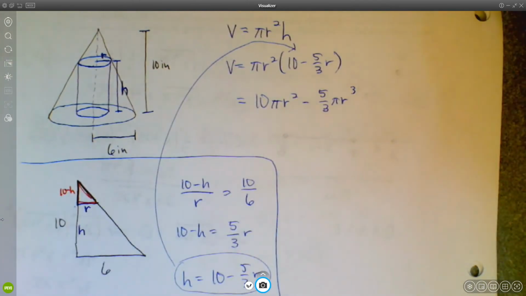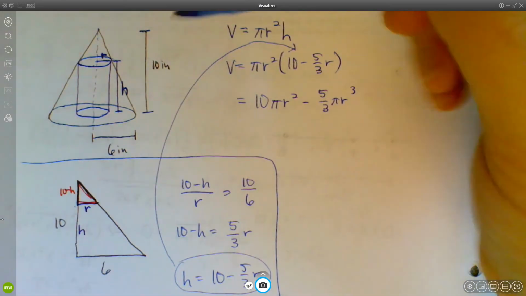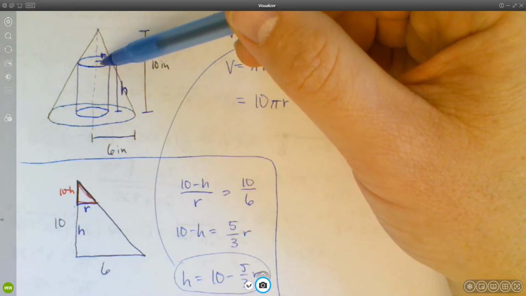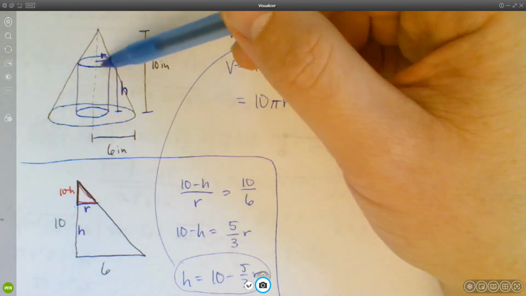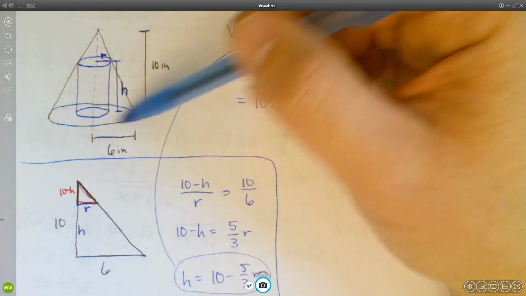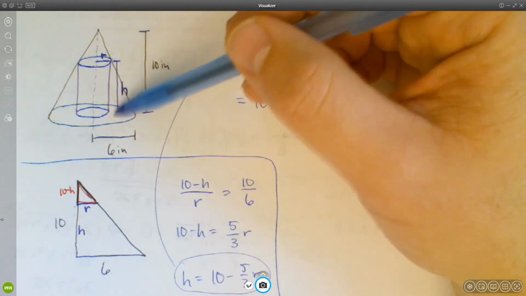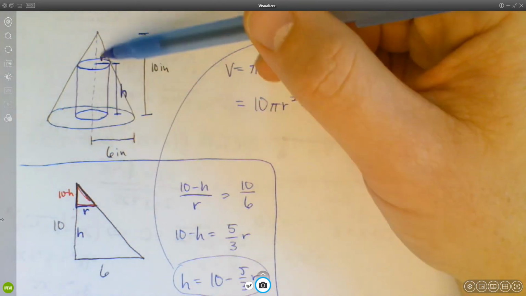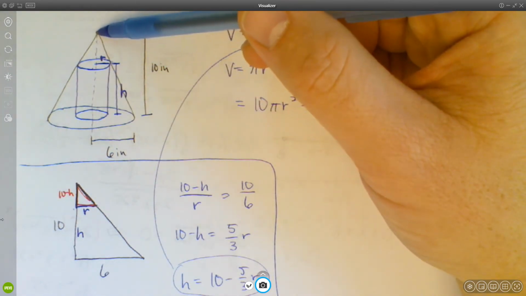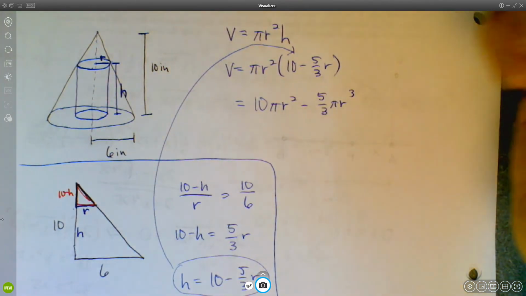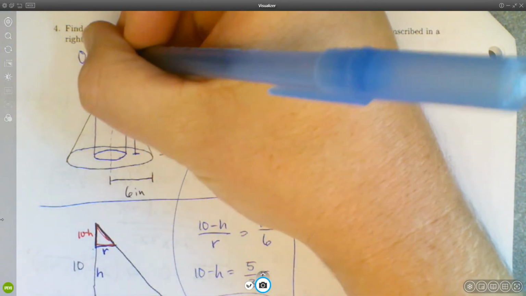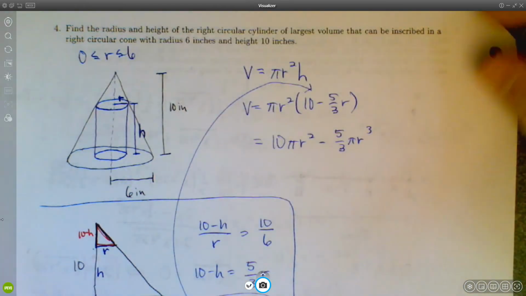Oh, what about restrictions here? So as far as restrictions are concerned, I've expressed everything in terms of r. So as far as r goes, r has to be less than 6, right? That would happen if the height were 0. So r has to be less than or equal to 6. And I suppose you could go all the way to the top and make r equal to 0. So r has to be between 0 and 6. So notice that this is the restriction, right? r has to be between 0 and 6.